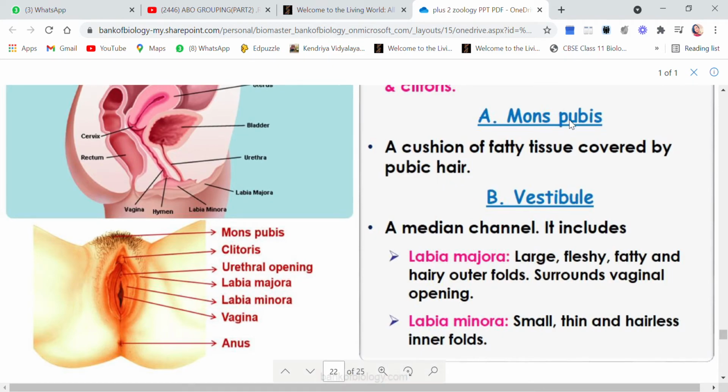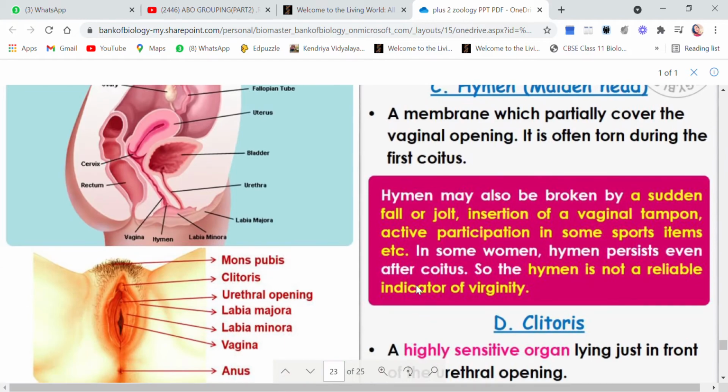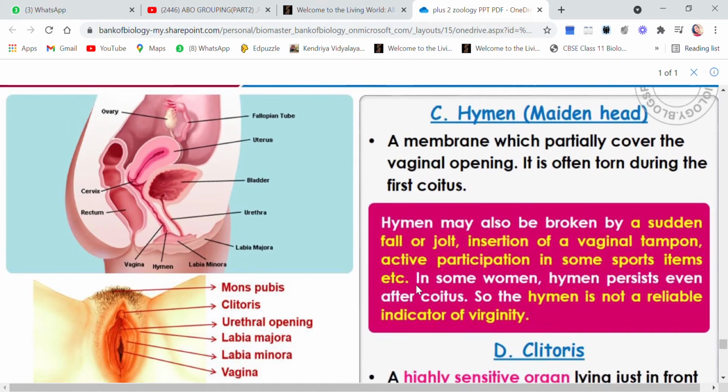Children, the mons pubis is a cushion of fatty tissue covered by pubic hair. Vestibule, now this is all vestibule: labia majora, labia minora, a median channel. It includes the labia majora, large, fleshy, fatty and hairy outer folds that surround the vaginal opening. Labia minora are small, thin and hairless inner folds. Labia majora are the outer folds, labia minora are the inner folds which surround the vaginal opening.